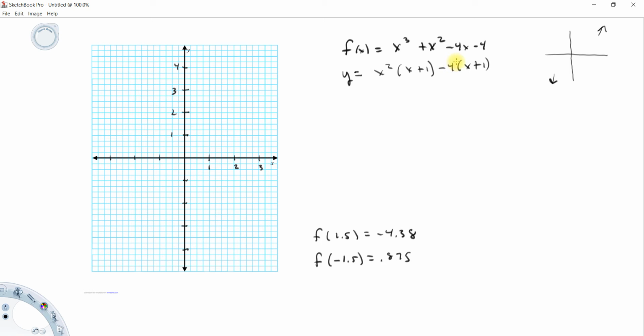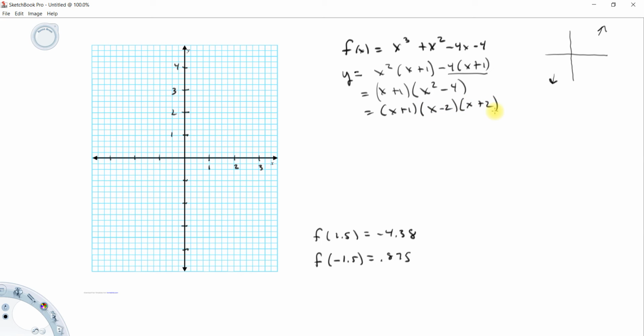And always check, when we do this product, there's your negative 4x, and when we do this product, there's your negative 4. All right, now notice that x plus 1 is common to both terms, so that can be factored out, and then we're left with x squared minus 4. And lastly, x squared minus 4 factors into x minus 2 times x plus 2.